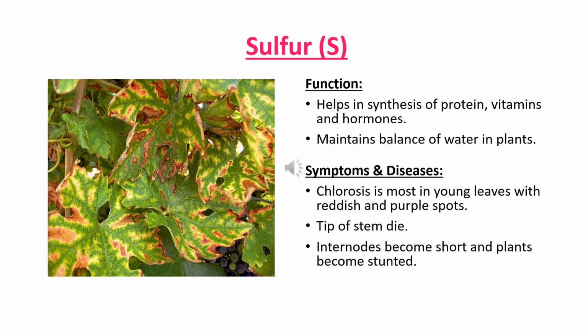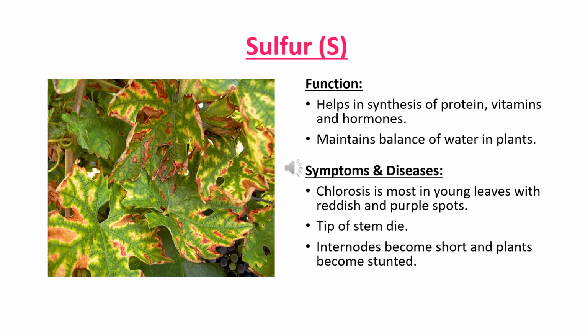And what happens if there is a lack of sulfur? Chlorosis is most in young leaves with reddish and purple spots. Look at the picture. Isn't the spot visible here? Those are red, and around it there is also yellow color. Why yellow color? Due to the absence of chlorophyll. And here it is said chlorosis is most in young leaves with reddish and purple spots.